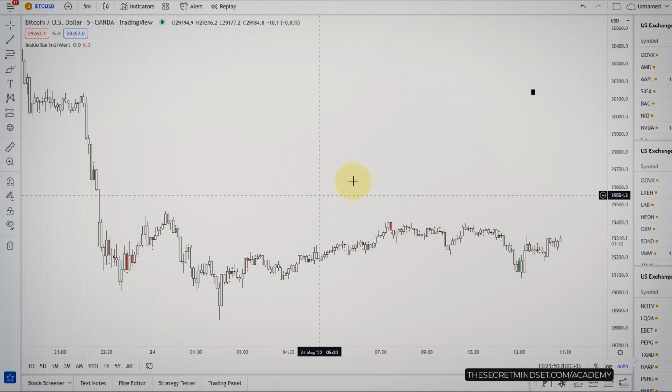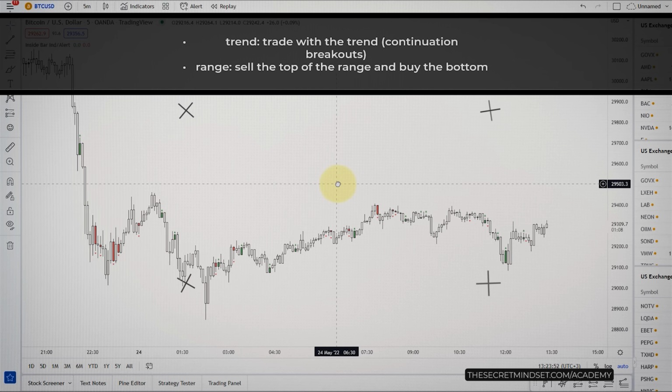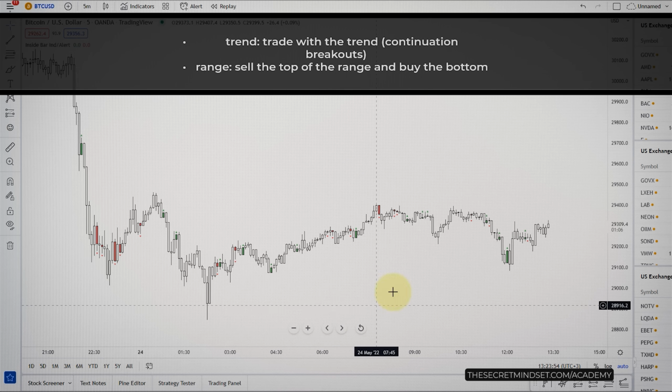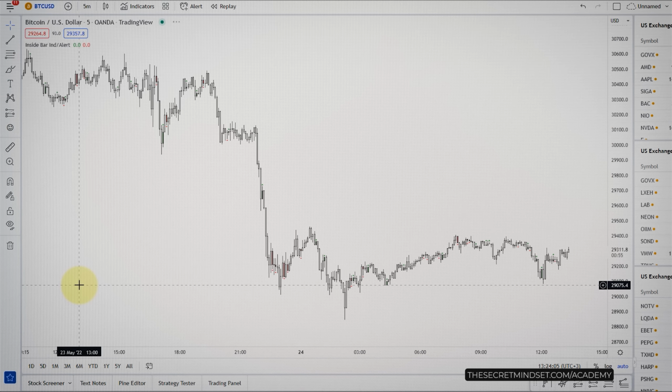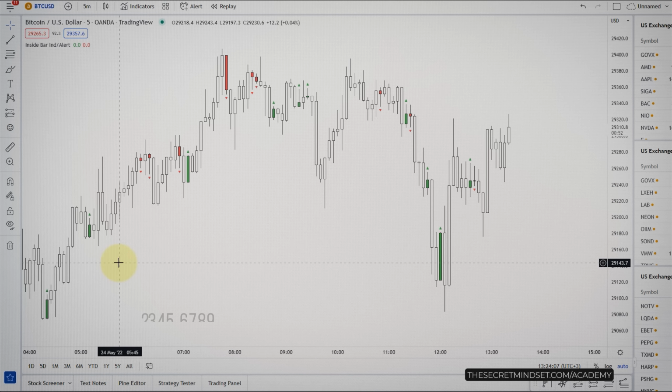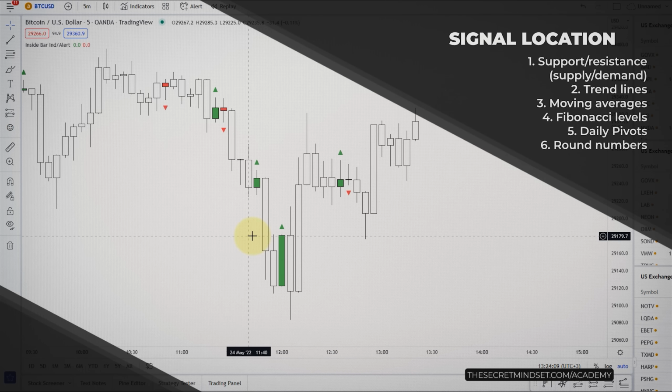Here's the trading plan. In a trending market, you will trade only with a trend by trading continuation breakouts. In a range-bound market, you will sell the top of the range and buy the bottom. In both cases, the location of the double inside bar is very important.